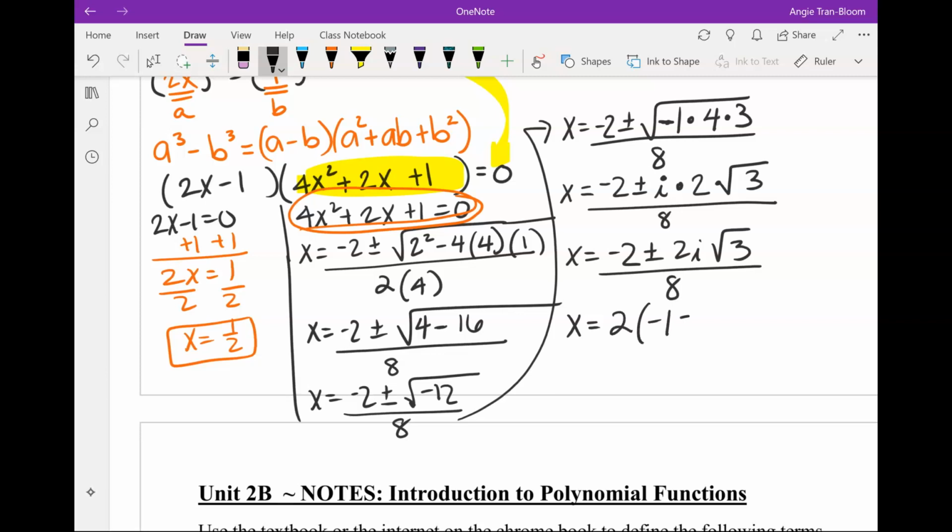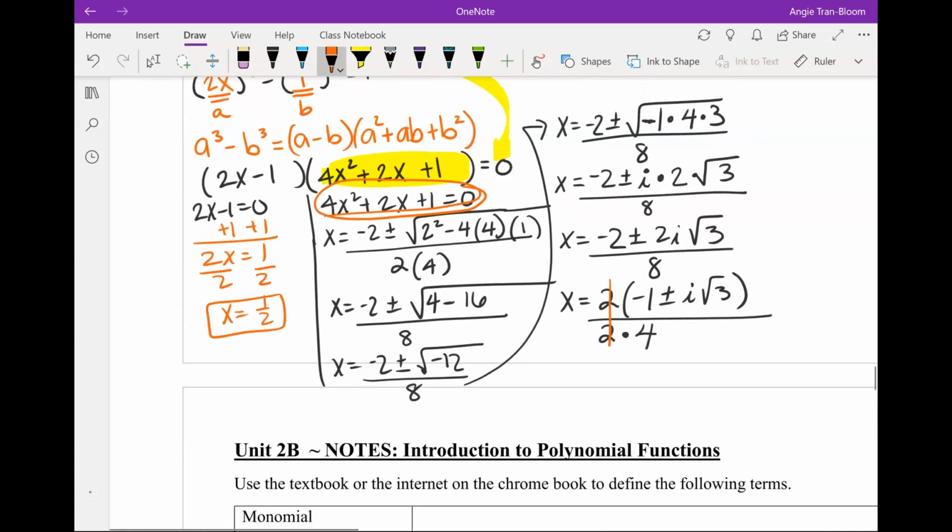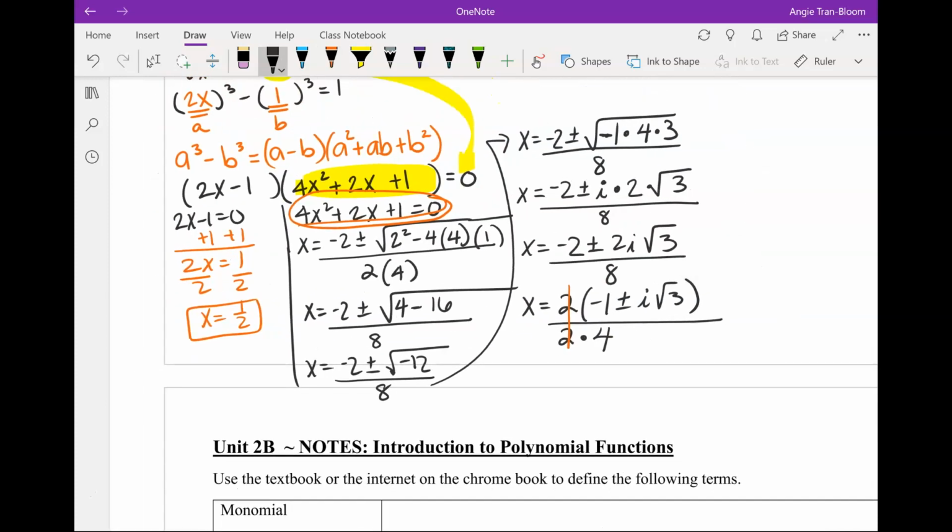So you have a -1 plus or minus. How many i? Yeah, so it's just i radical 3. The 8 on the bottom can be factored as a 2 times what? 4. Can I reduce these two dudes right here? Yep, here we go. Final complex solutions are -1 plus or minus i radical 3 all over 4.